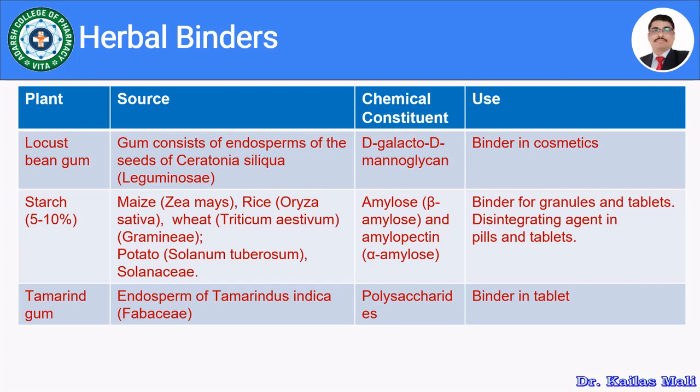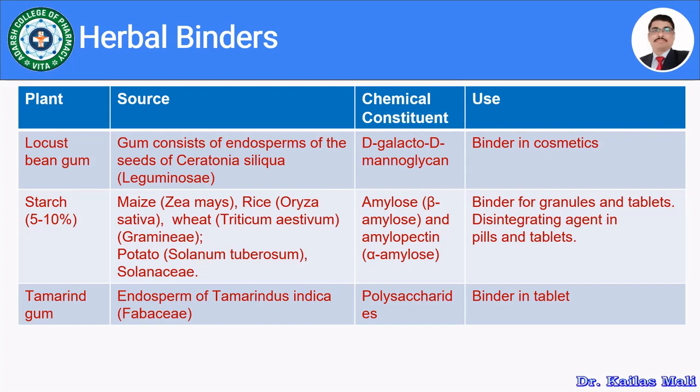Amylose, that is a beta amylose, and amylopectin, that is an alpha amylose, decide the physicochemical properties of the starch. And all these various sources differ with respect to the ratio of amylose to amylopectin. So they are going to be used as a binder for granules, tablets. They are going to be used as disintegrating agents in the pills and tablets.